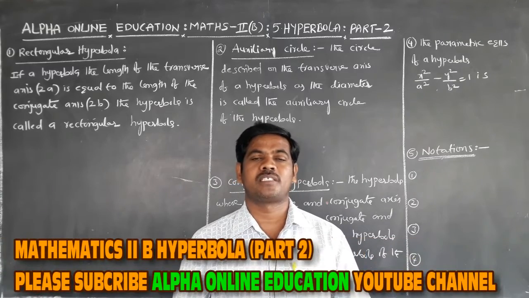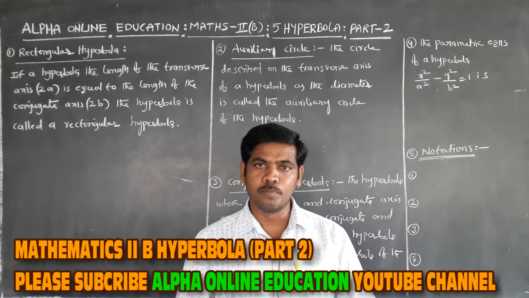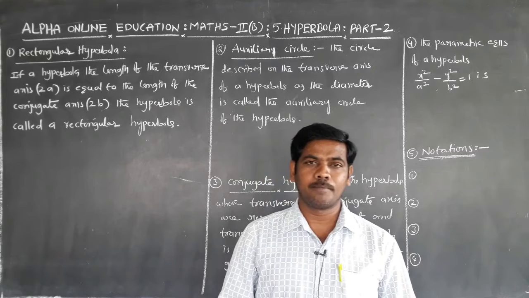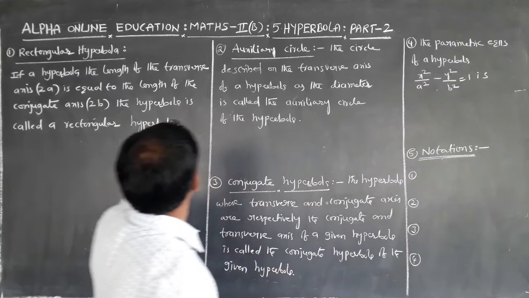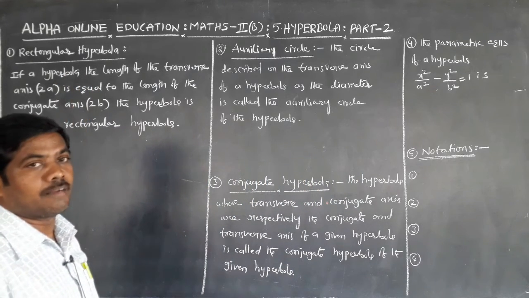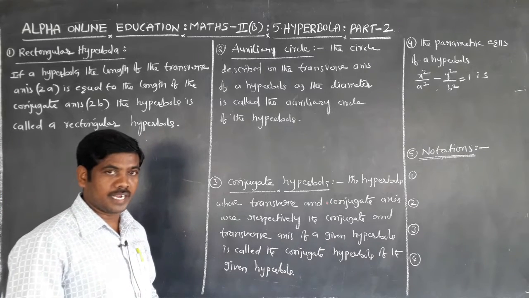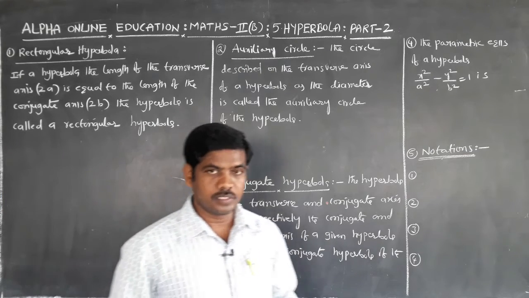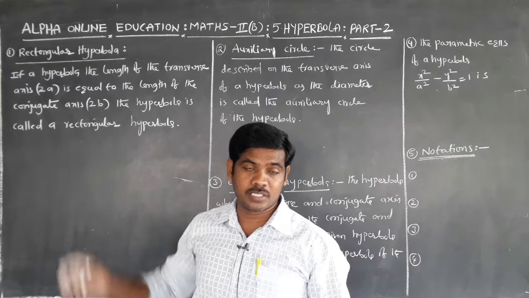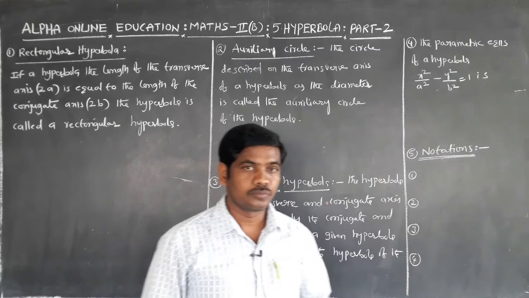Some definitions, Mathematics 2B, 5th chapter, Hyperbola. First one is rectangular hyperbola. Rectangular hyperbola is the most important concept in 2 marks questions.